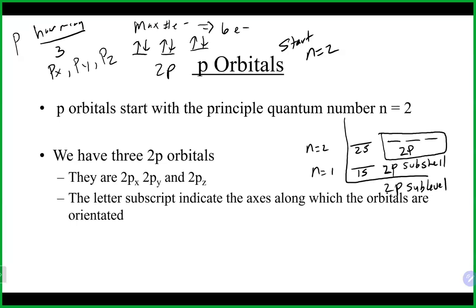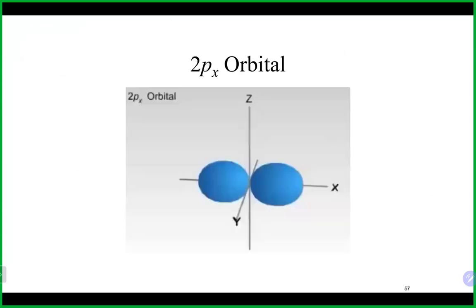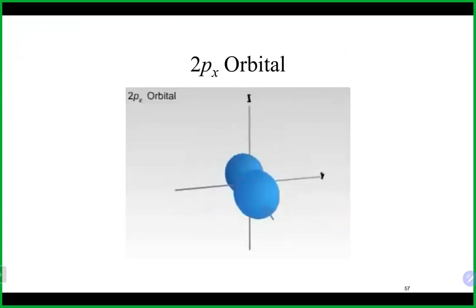Any questions on that there? What do p orbitals look like? People describe them as teardrops or kind of figure 8s, if you will. So they look like figure 8 type of pictures, as you can see here. The 2px orbital is in the shape of a figure 8 along the x-axis.